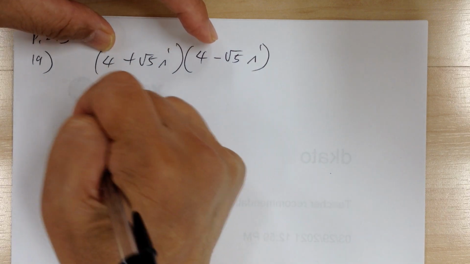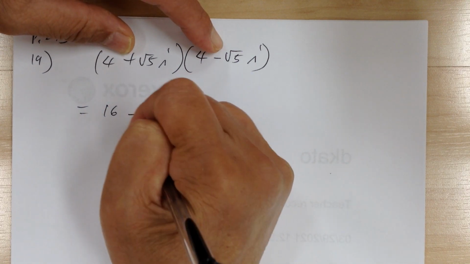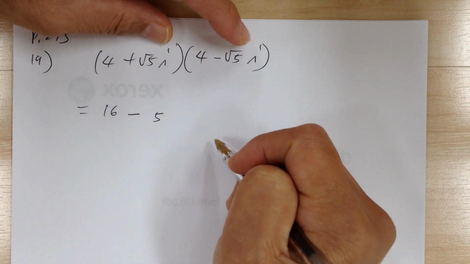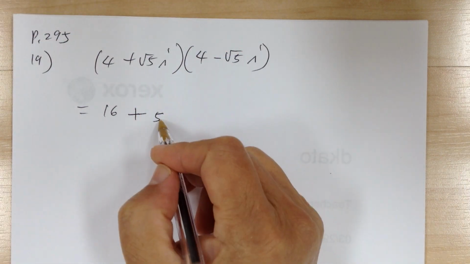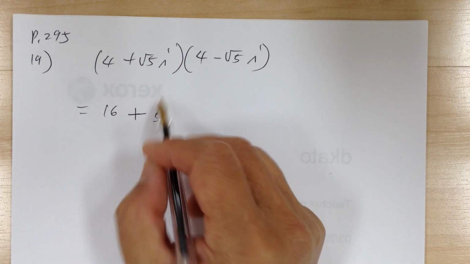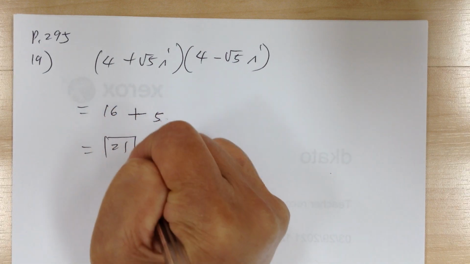So multiply, so 4 times 4 is 16. Plus times minus is minus. Square root of 5 times square root of 5 is 5. i times i is negative 1, so it becomes plus 5. Right? So again, negative 5 times negative 1 will give you positive 5. And so this is equal to 21.